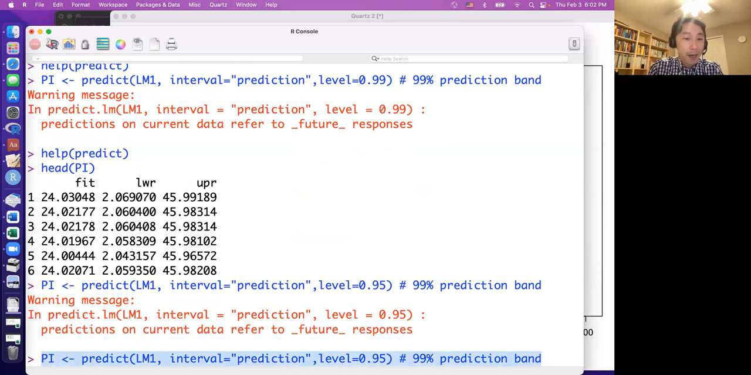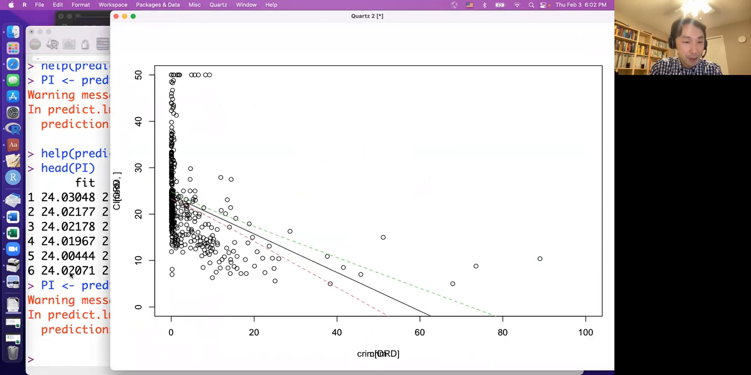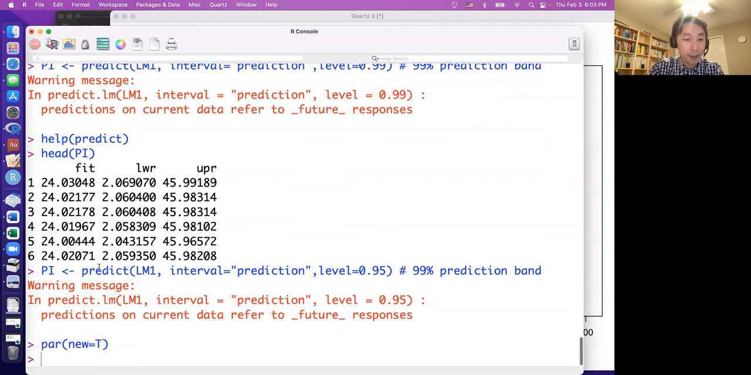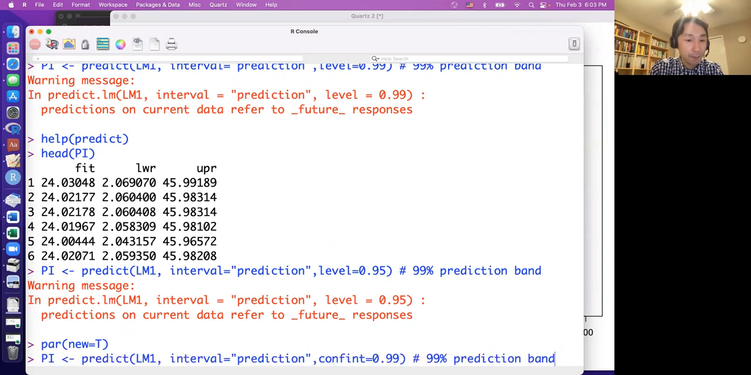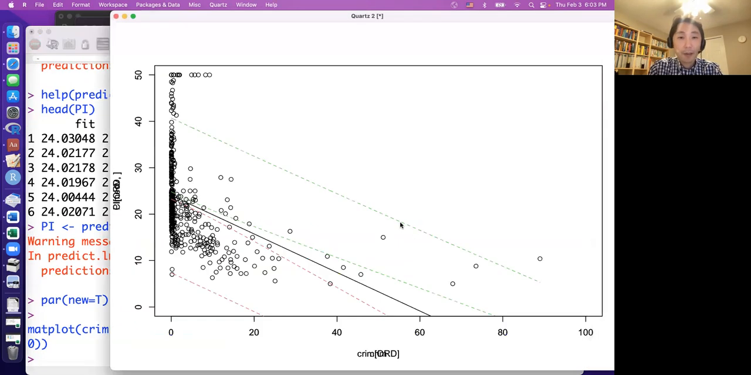But anyway, the PI. We can describe this prediction interval on this graph. If you want to do that, then we can further plot the PI on this. The parameter add is equal to true, then we override. Then matrix plot, and again the PI, not CI here. Color 1, 2, 3, maybe that's fine. And x limit. Then we can see this.